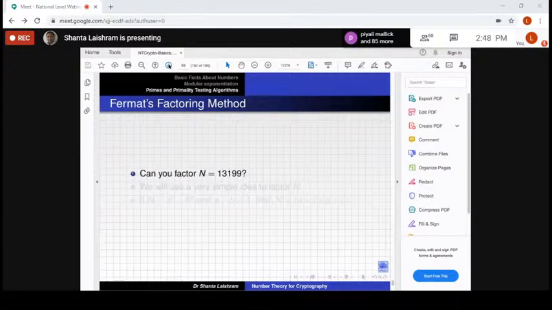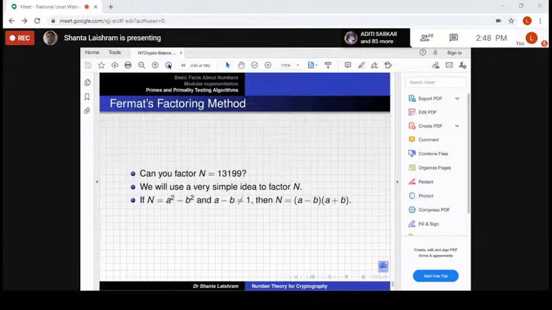Now I want to end this lecture with the very simple idea of Fermat's factoring method. Basically, every factoring algorithm builds up on Fermat's method. This is a very simple idea which all of you can understand. Suppose I want to factor 13199. So how do you factor it?